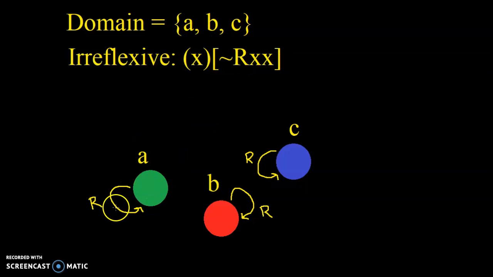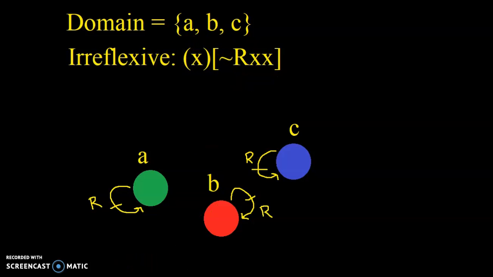If it's three objects, A has to satisfy the description that it does not bear R to itself. B has to satisfy the description that it does not bear R to itself. And C has to satisfy the description that it does not bear R to itself. So no matter what you pick out of the domain, it has to be this way. Everything in the domain has to be this way.